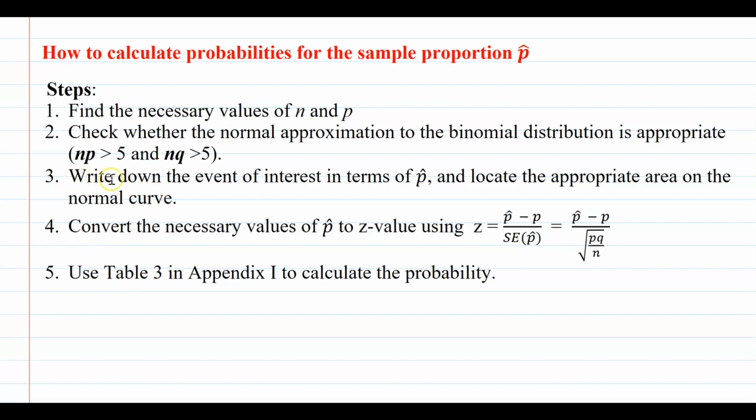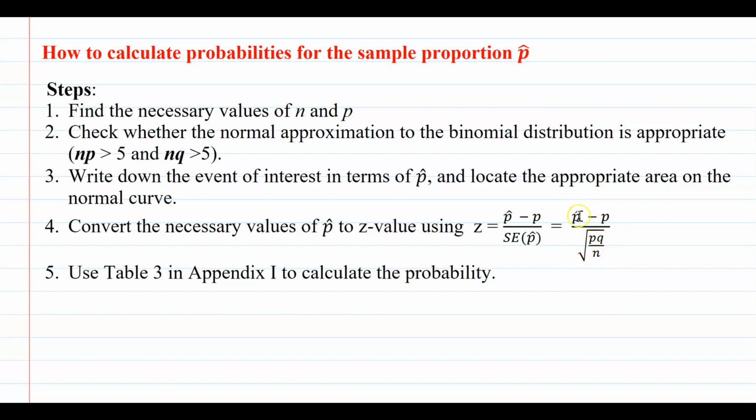Step number 3. Write down the event of interest in terms of p hat and locate the appropriate area on the normal curve. Number 4. Convert the necessary values of p hat to z value using this formula. Your z is equal to p hat minus p divided by the standard deviation of the sampling distribution of the sample proportion p hat, and this can also be written as p hat minus p over the square root of pq over n.